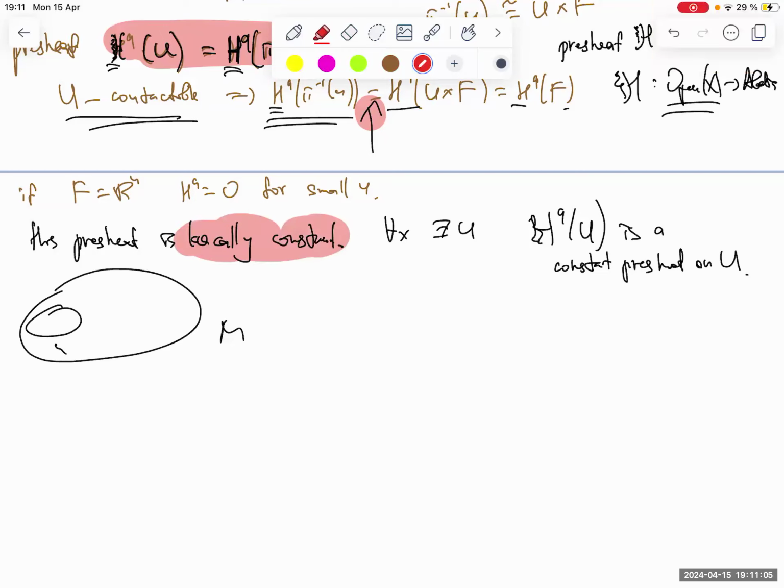May I ask a question? Sure. Well, if for some reason it is not a presheaf but a sheaf, we can say that it is constant.